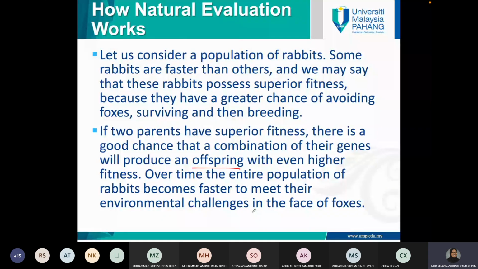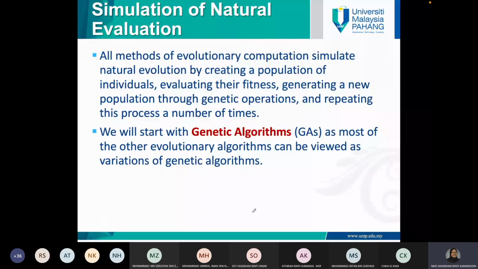Especially the mom will contribute the most genes to the kids. If the mom has diabetes, there are high tendencies for the kids to eventually get diabetes also. Not 100%, but a higher tendency compared to the dad. If only the dad has diabetes and the mom doesn't, there's only a 50-50 chance for the kids to get diabetes. Okay, all right. So all simulation of natural evolution.